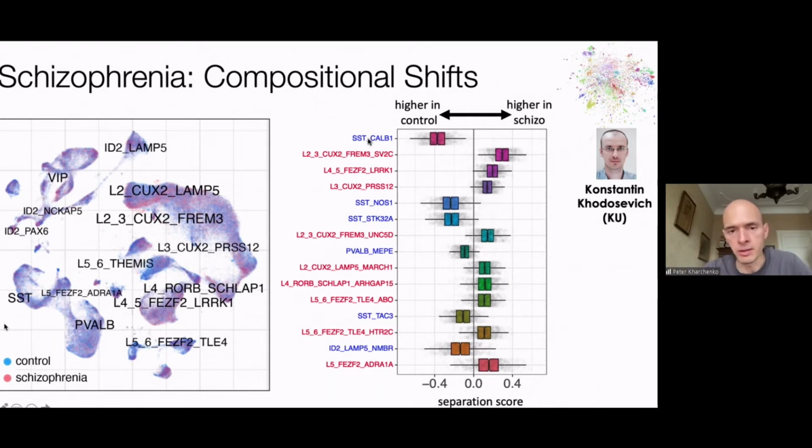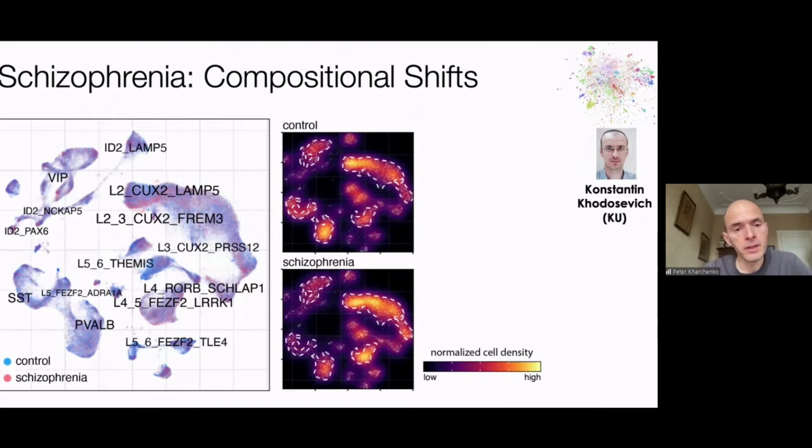Here I labeled all the inhibitory neuron types in blue and excitatory in red, and you could see higher proportions of excitatory neurons in schizophrenia samples for some reason. Now, this analysis that I showed you depends on the formulation of these cell types, right? And that's not always straightforward to do.